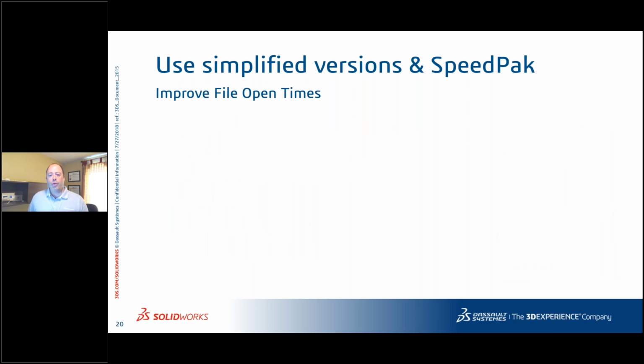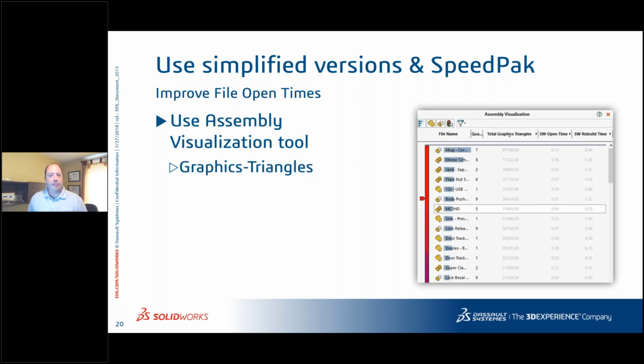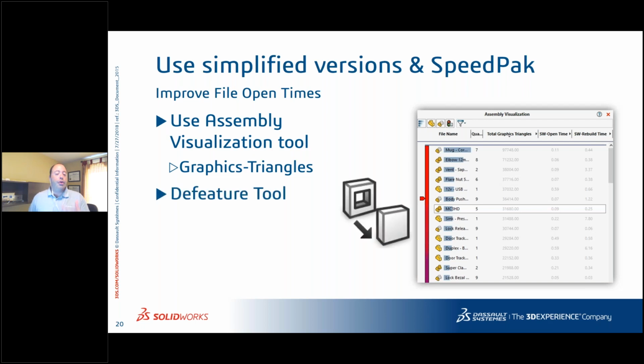Now, how do you first find, and second, make simplified versions of parts and sub-assemblies? First of all, we just saw the assembly visualization tool. That's usually where I start. I use that tool just to target what makes sense for me to simplify. Once I've done that, you can use multiple tools. There are many different ways. Two tools I want to talk about today are the Defeature tool and the Simplify utility. So let's take a look at both of these tools.